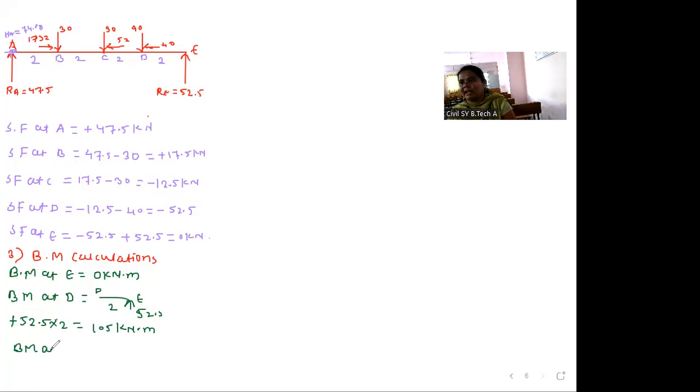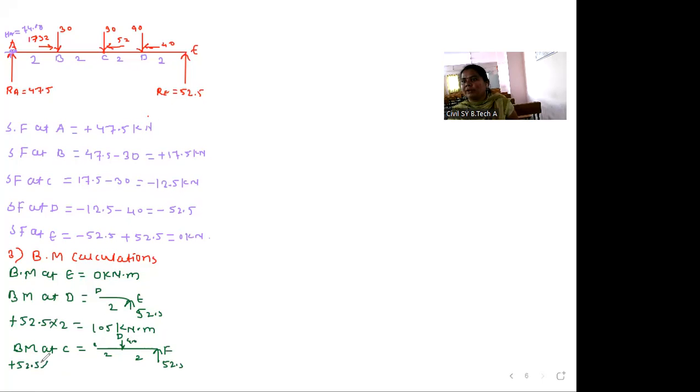After that, we will calculate bending moment at C. Bending moment at C is equal to, for this span, here 52.5, here 40, this distance is 2 and this distance is 2. This is our F point, this is D and this is C. So this 52.5 pushes upward, so plus 52.5 into 2. No, 2 or 4? Yes, 4, because we are calculating moment at C point.